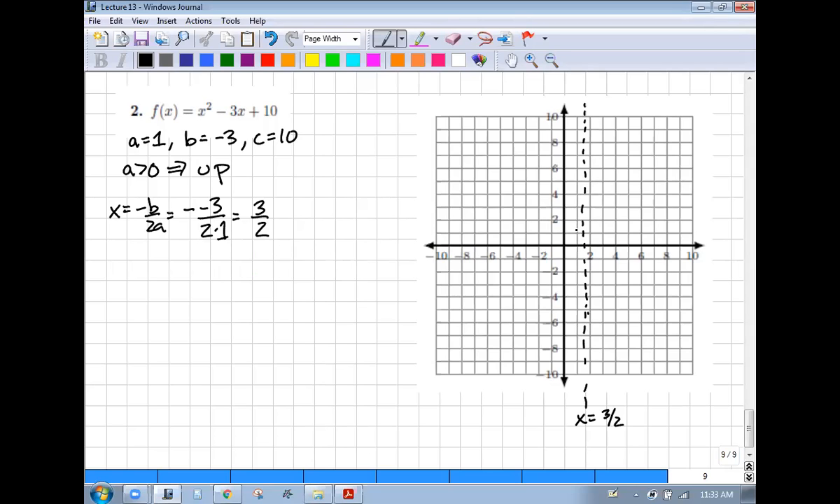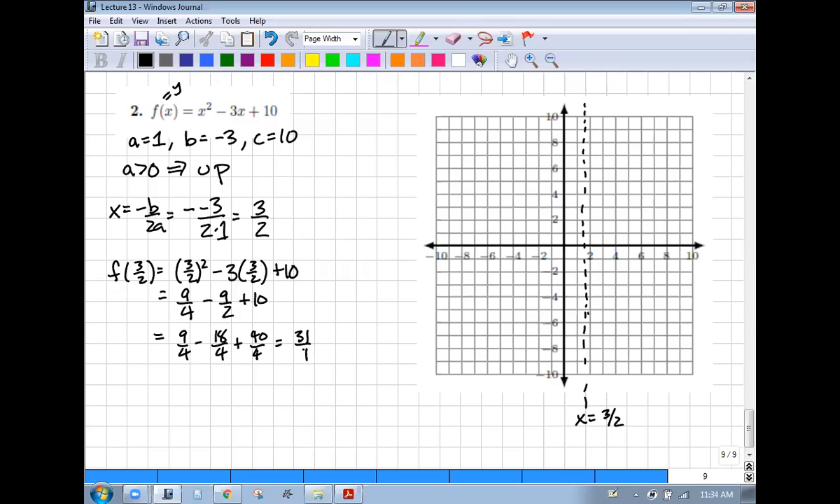Now, where the vertex lies on that line, we need to know the y value. We have the x value. If you have x, to find y, you plug it into your function, right? f of x is your y value. So we look at f of 3/2. So let's see, we got 3/2 squared minus 3 times 3/2 plus 10. So this is 9/4 minus 9/2 plus 10. So 9/2 is 18/4, and 10 would be 40/4. So we have 40 minus 9 would be 31/4.